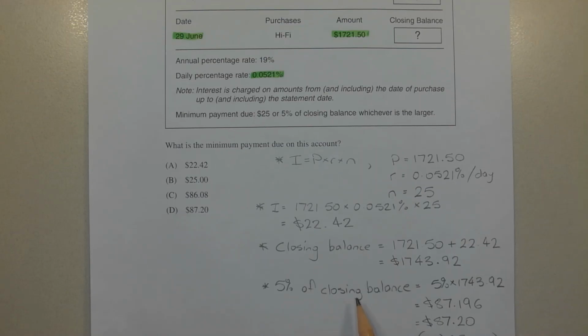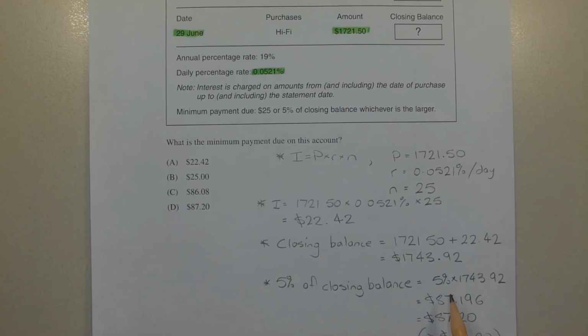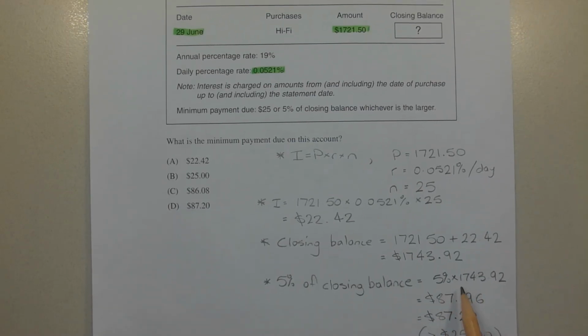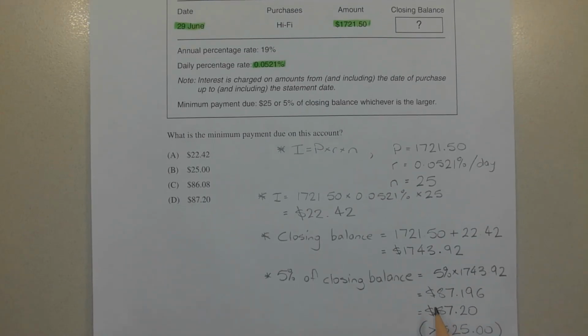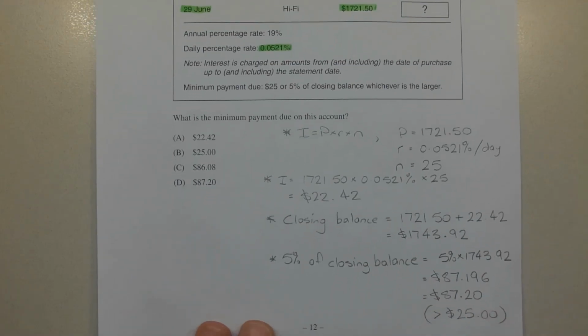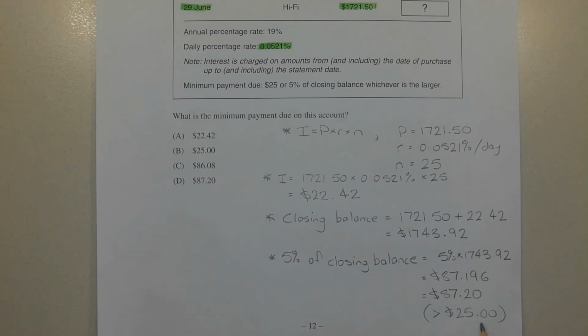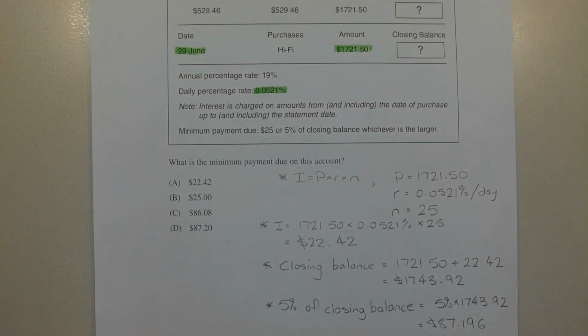And 5% of the closing balance is found by taking this value and timesing it by 5%. So 5% times 1,743.92 equals 87.196, and rounding that to the nearest cent, that's $87.20, which happens to be greater than $25. Therefore, the correct answer is option D.